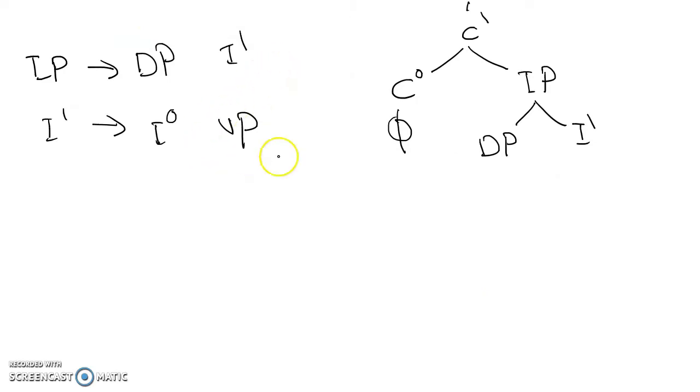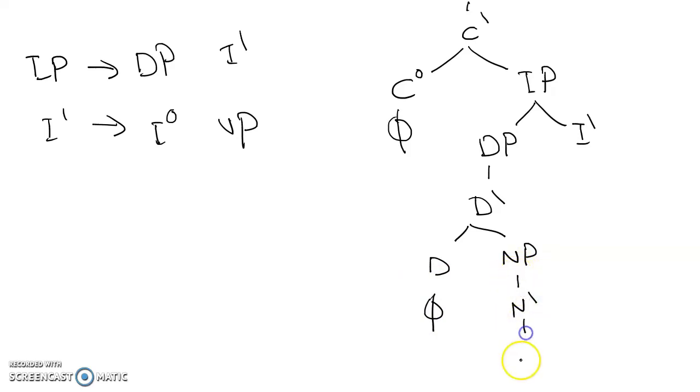This DP consists of D bar, and this D bar consists of a D, abbreviated for the determiner, and NP. I don't have a determiner here in my sentence, like the, or a, or an, so I will leave it empty. But for the NP, I have the pronoun she, so I will say N bar, N, and then I will get the she. Now here I've got the idea of the subject.